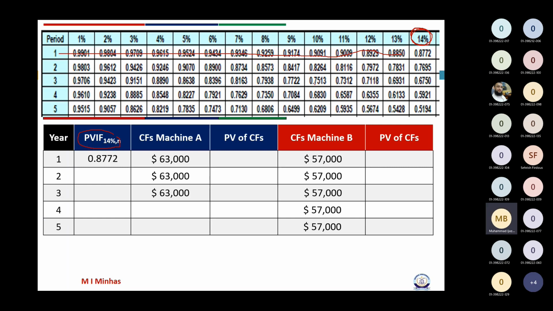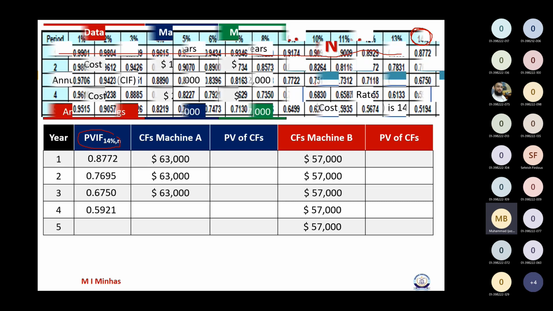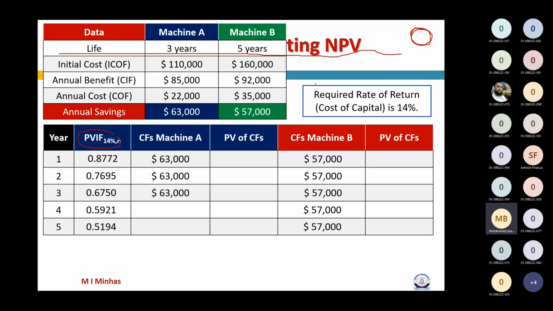For next year, the value is 0.7695. This is for the second year. For the third year, it's 0.6750. Then for the fourth, it's 0.5921, and then 0.5194. Is it clear to everyone? Yes, sir.